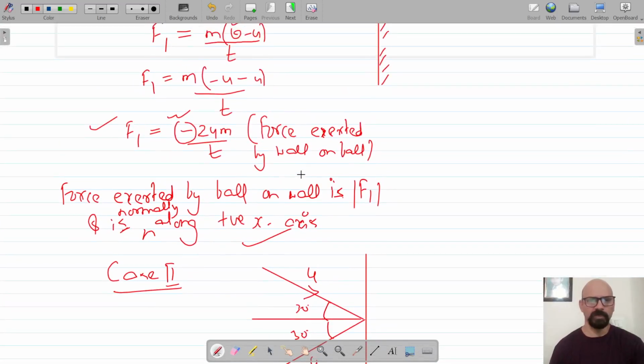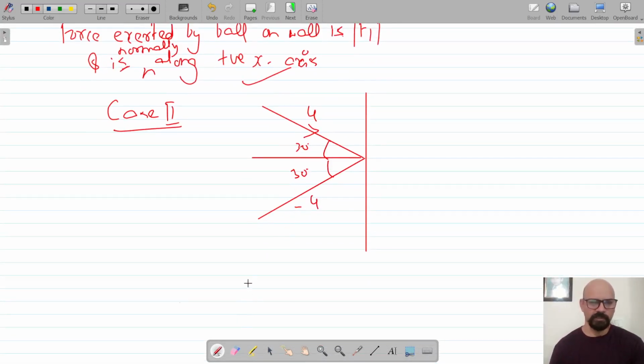Now we calculate the force and the direction of the force. Let's calculate the force exerted by the wall on the ball, and let's see what its direction is. Okay, now in this case, the initial velocity u has two components.